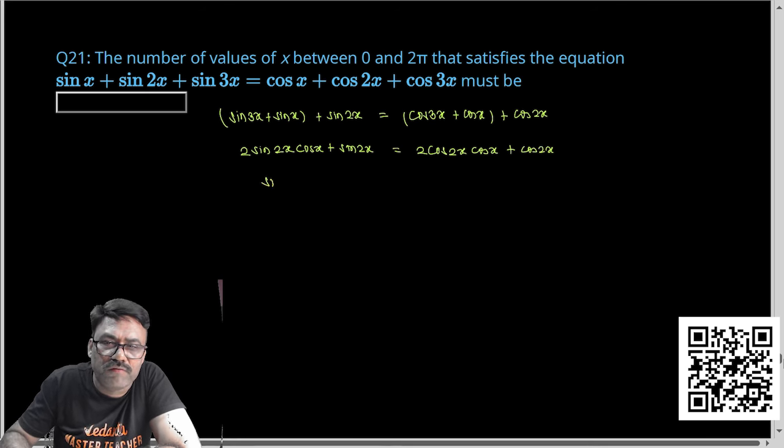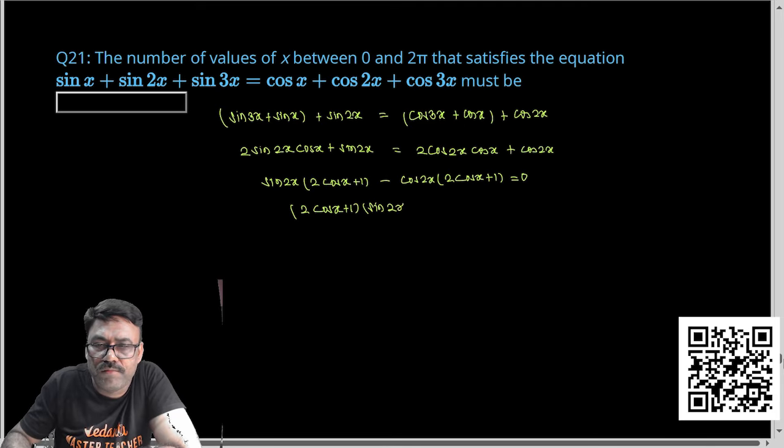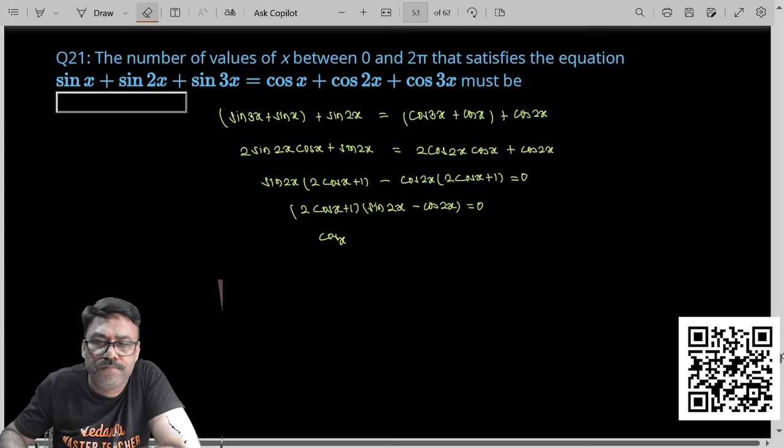Now you can take sin 2x common here, so (2 cos x plus 1), then minus cos 2x common, (2 cos x plus 1). So ultimately it is (2 cos x plus 1)(sin 2x minus cos 2x) equal to 0. So this gives you two possibilities: either cos x is equal to minus half, or tan 2x is equal to 1.